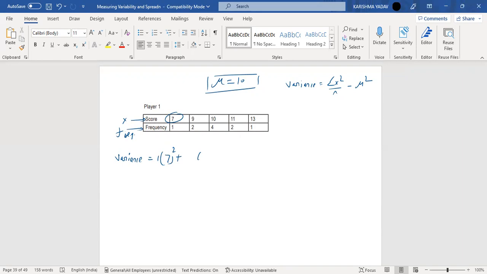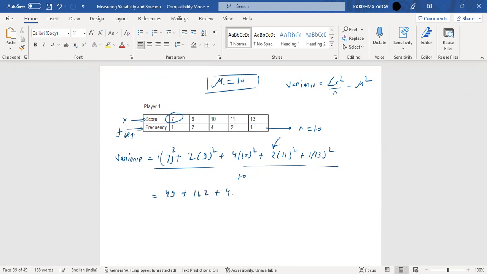And 2 into 9 square plus 4 into 10 square plus 2 into 11 square plus 1 into 13 square. We are multiplying the frequency here. And what is the sum of frequencies here? That is n is equal to 10. So we got 49 plus 81 into 2 is 162, this is 400, this 121 into 2, that is 242, right?